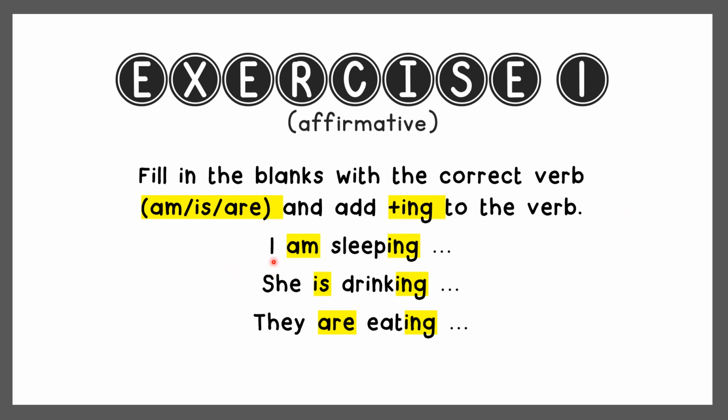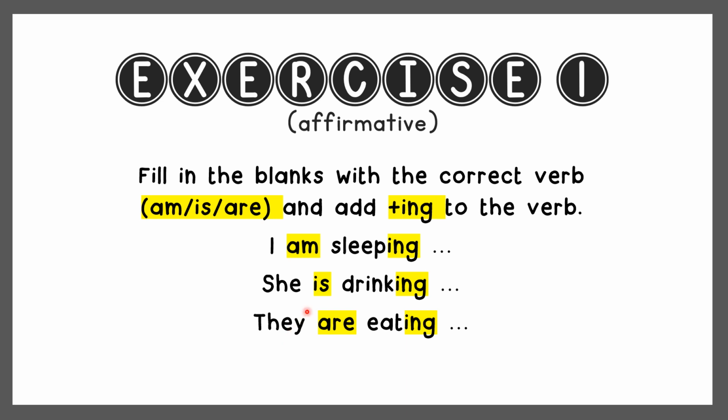For example, I am. Ingat teacher cakap, I walaupun dia seorang, dia tak pakai is. Why? Sebab dia sentiasa special kerana diriku dan dirimu begitu berharga. Okay? So, I am, kemudian verb dia sleep, kemudian tambah ing. So, I am sleeping. She seorang. So, she pakai is. So, she is, the verb is drink. So, tambah ing. She is drinking. Belakang, they.